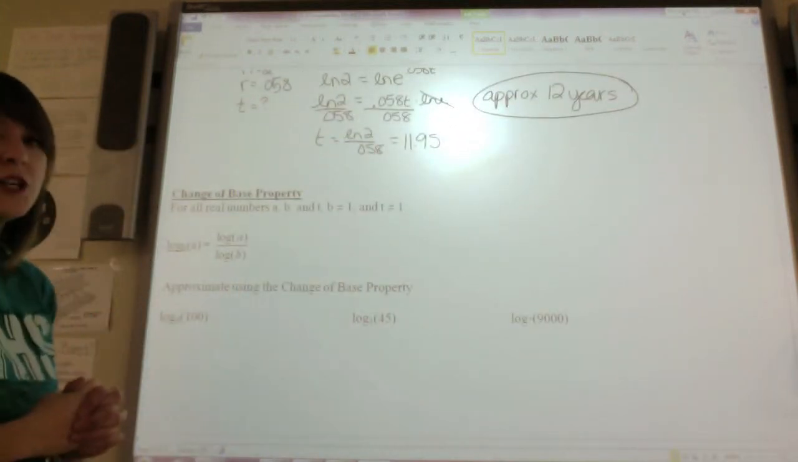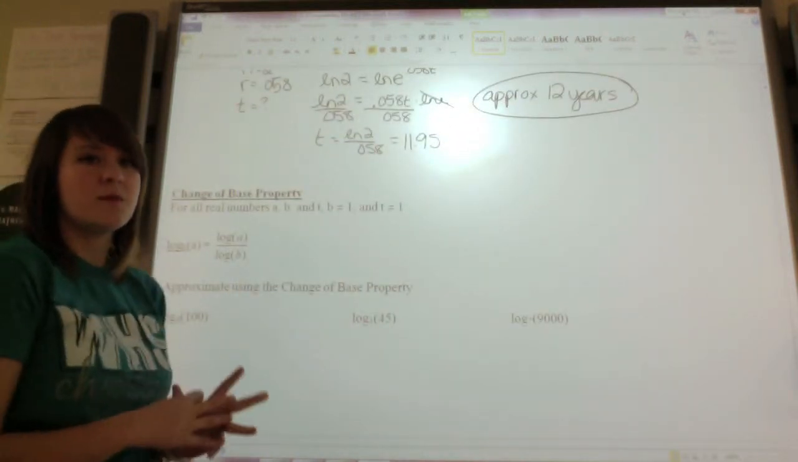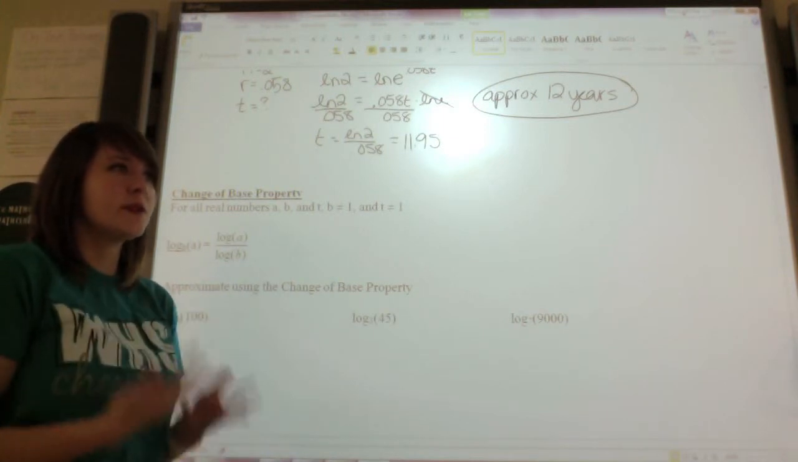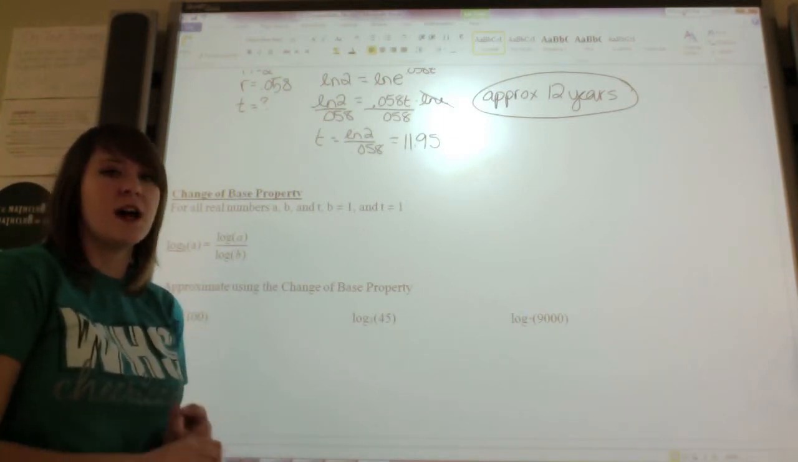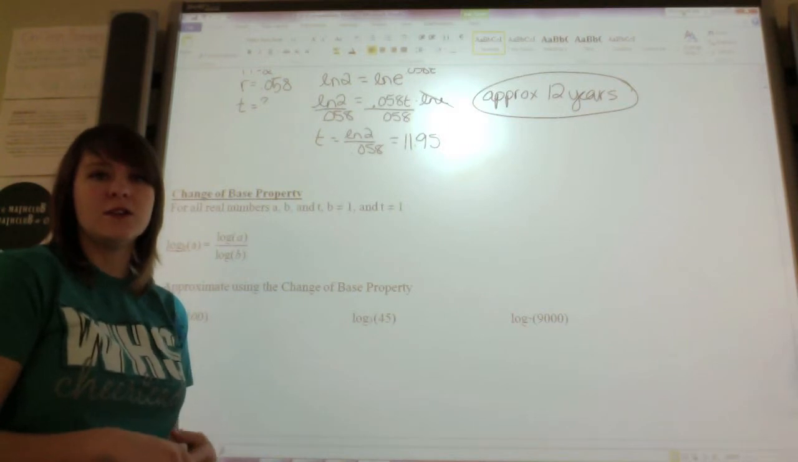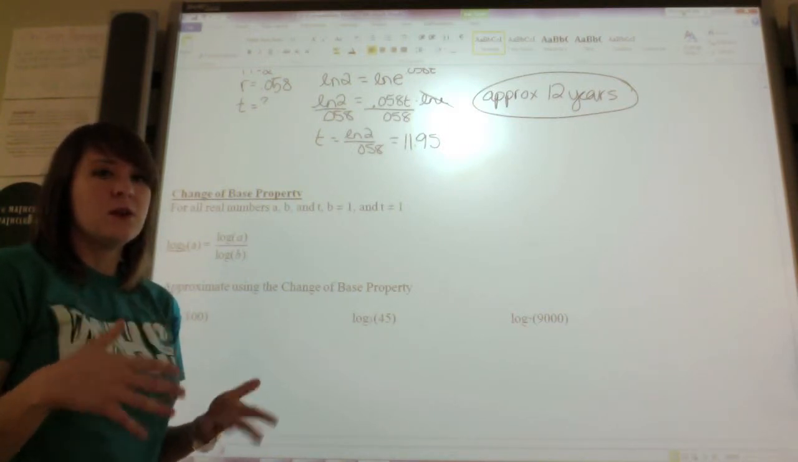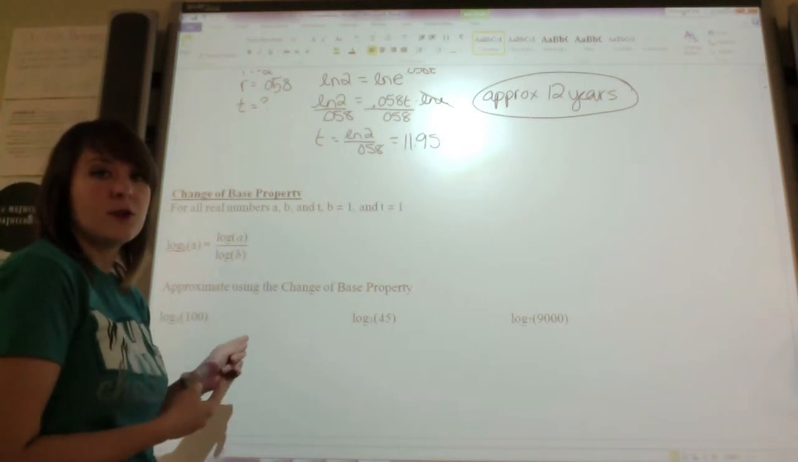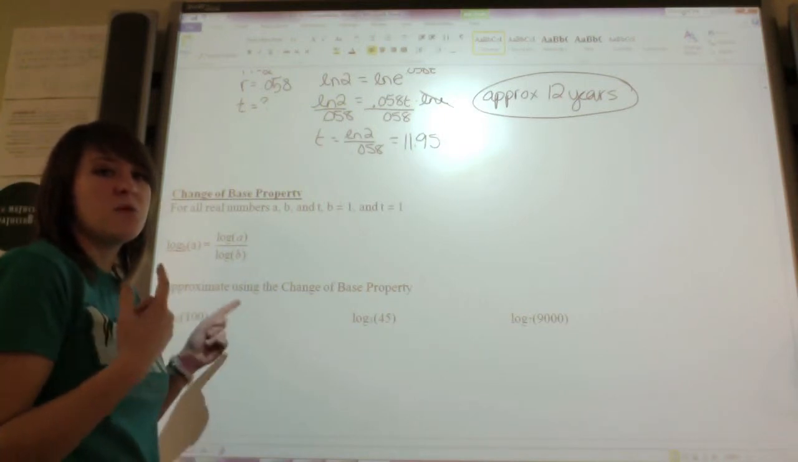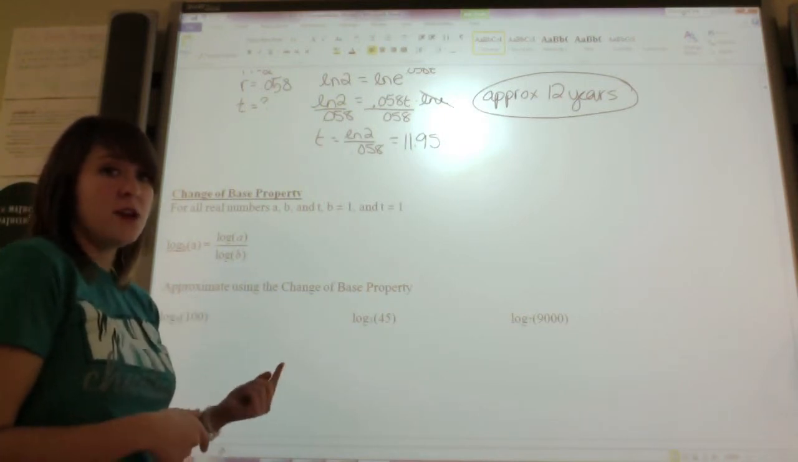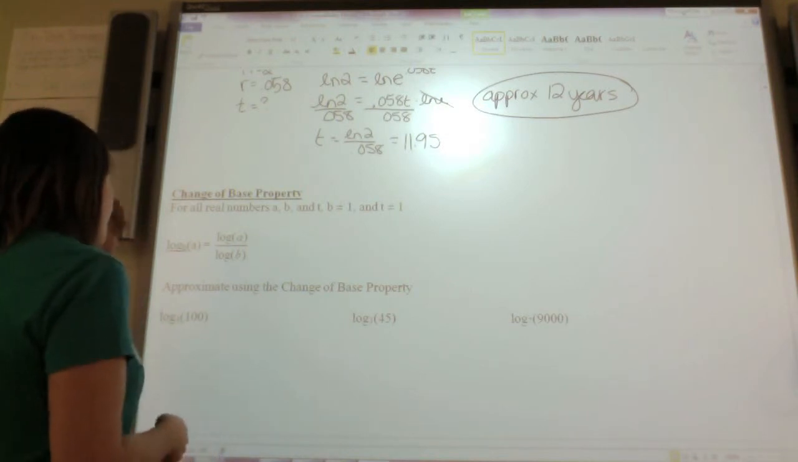Next up, we've got the change of base property. So the change of base property is what we use when we have some sort of base that's not 10 and it's not e. Because our calculator can do 10 and e, but it can't do any other bases. So we can use this change of base formula to change the base into something like 10 or e that we can actually use on our calculator.